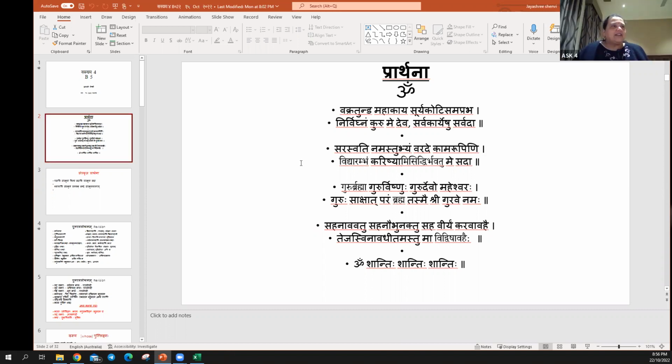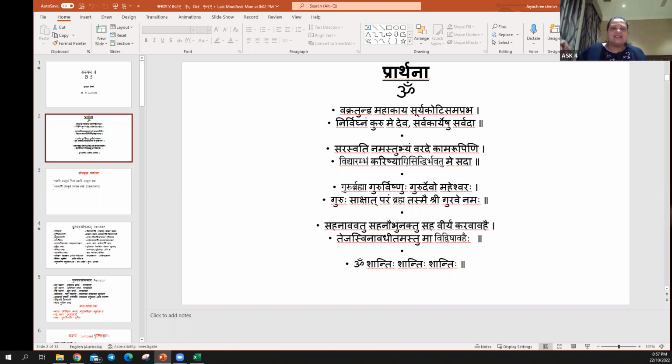Okay, a few corrections here. Saraswati namastubhyam varade. It's not varade. Varade, kamarupini, and it's vidya. There's no Mahapranadha, it's Alpapranadha. Vidyarambham, Vidya Arambham Karishyami. Right? Karishyami, what Lakara is it? Lrit. Okay, so what Purusha and Vachana? Uttama Purusha Ekavachana. Samyak. So Vidyarambham Karishyami means Aham Karishyami.